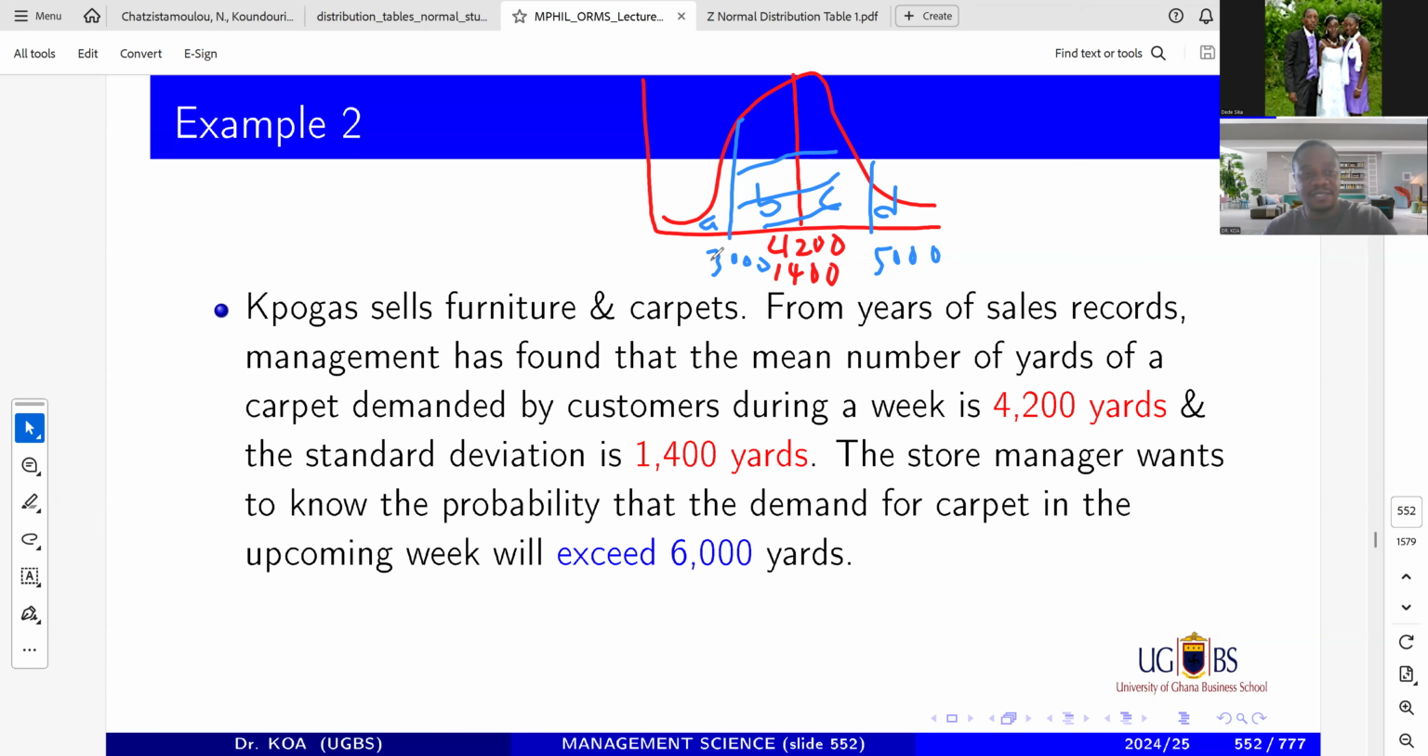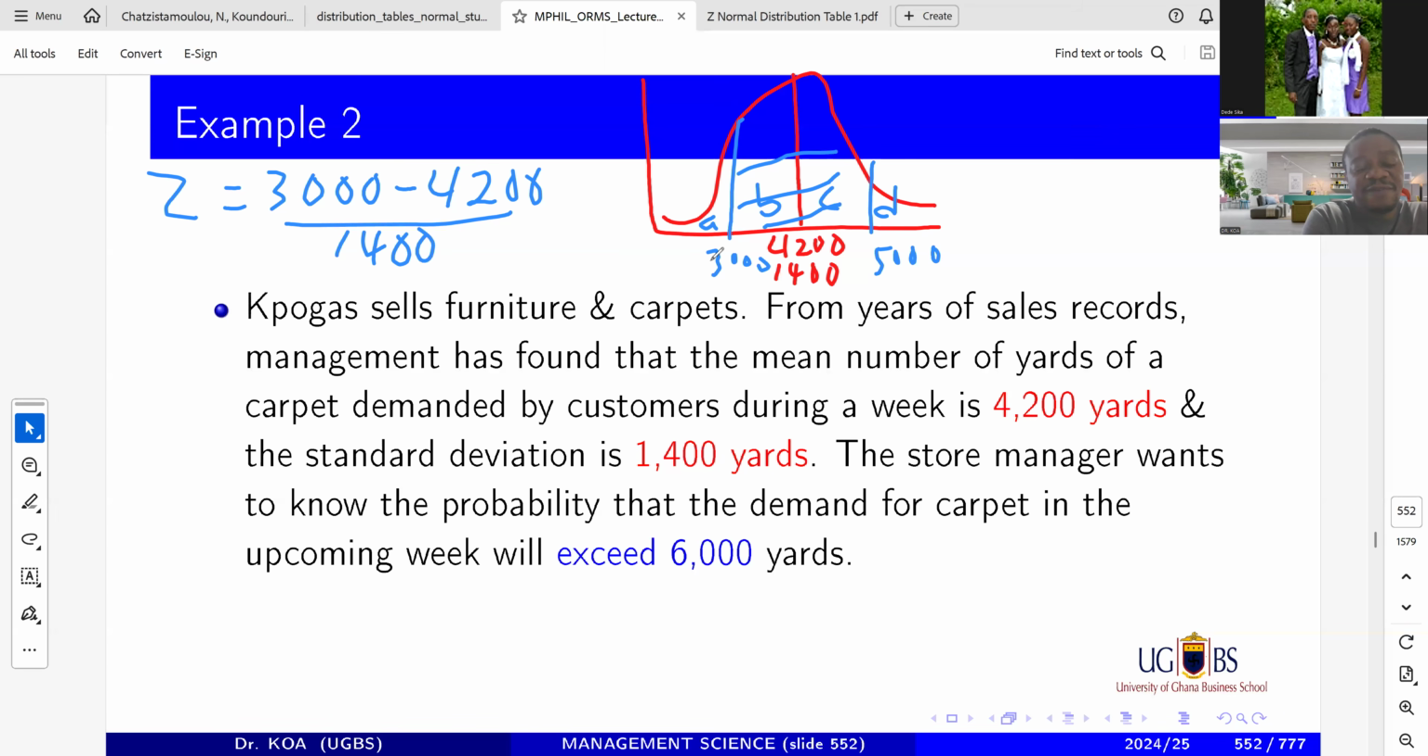Now you're able to find for 3,000. And how do you do that? Go to the Z and then do 3,000, and you're going to get a minus. And whenever you get a minus, don't worry, it's the same thing because this is a mirror image. So it is 3,000 minus the 4,200 divided by the 1,400. What Z value do you get? And by the way, I'm also going to show you how to write this one. You should get, let me see, 3,000 minus this one divided by that.